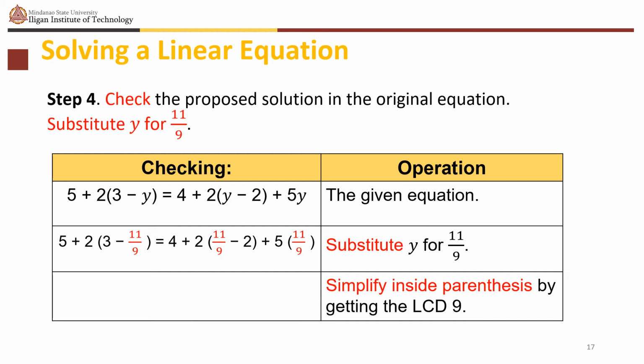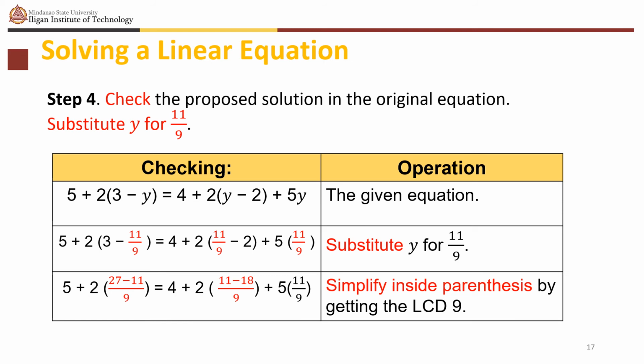So now the LCD is 9 here. So we have 9 times 3 will give us 27. That's why we have (27 minus 11) over 9. And then this one here, 9 times 2 gives us 18. That's why we have (11 minus 18) over 9. And we have 5 times 11 over 9.